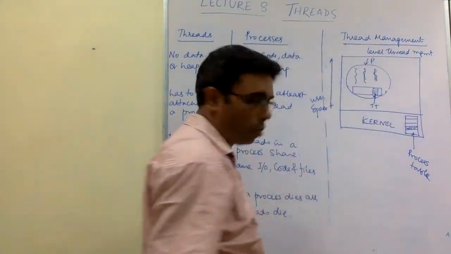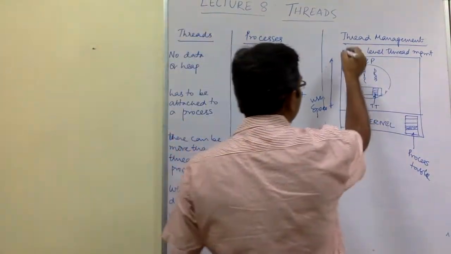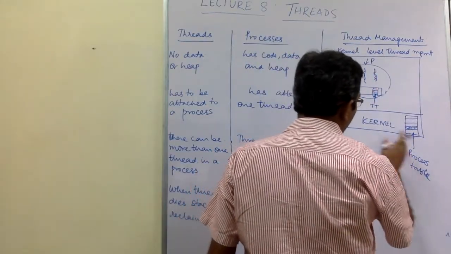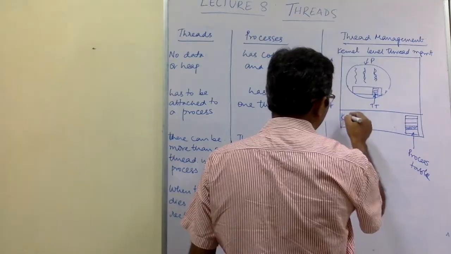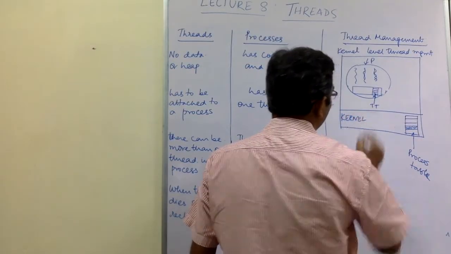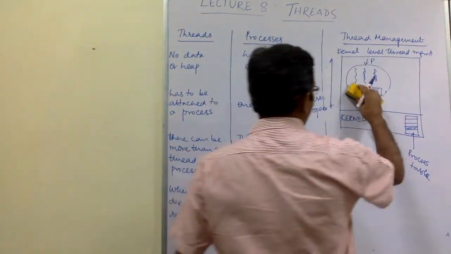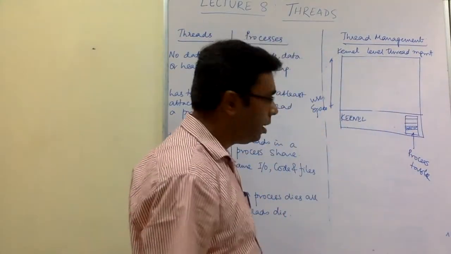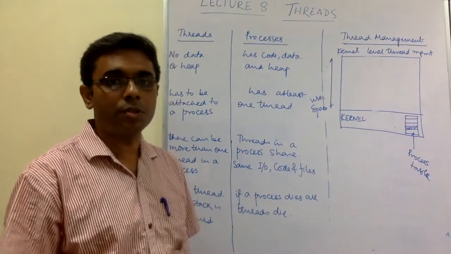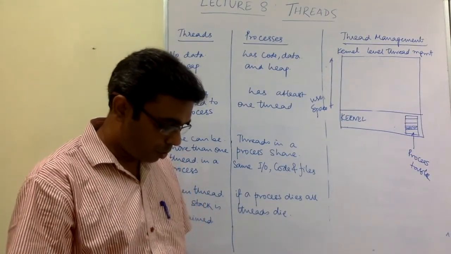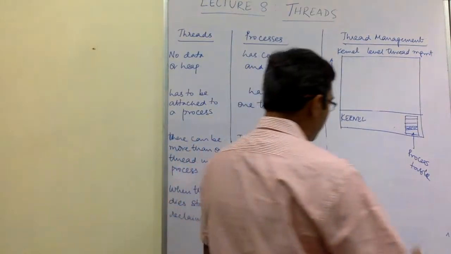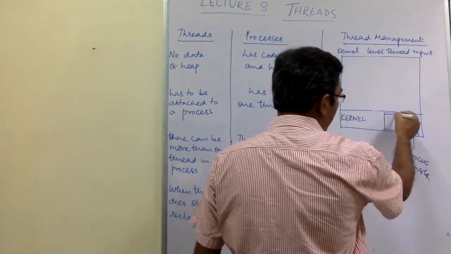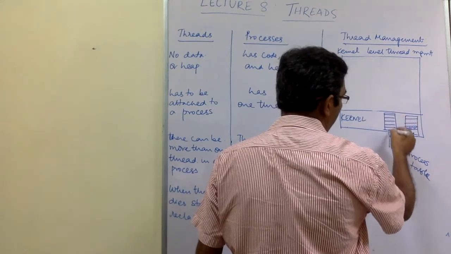Now let us move towards the other kind of thread management, which is kernel level thread. And here, interestingly, the picture is something like this, where the kernel is aware of, or supports, threads. Because it supports threads, in addition to the process table, the thread table is also maintained in the kernel.